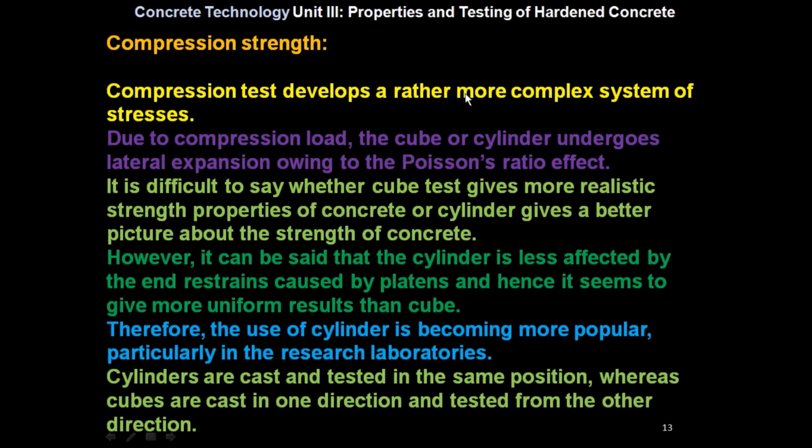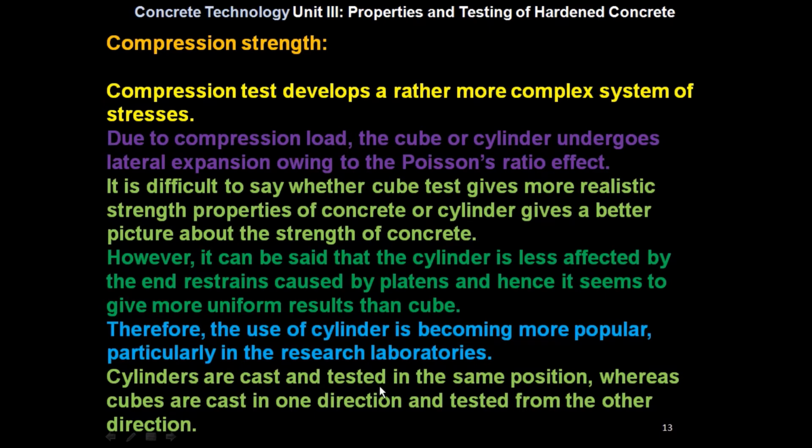The compression test develops a rather more complex system of stresses. Due to the compression load, the cube or cylinder undergoes lateral expansion owing to the Poisson's ratio effect. It is difficult to say whether the cube test gives more realistic strength properties of the concrete or the cylinder gives a better picture about the strength of the concrete. However, it can be said that the cylinder is less affected by the end restraints caused by platens, and hence it seems to give more uniform results than the cube. Therefore, the use of cylinders is becoming more popular, particularly in research laboratories.